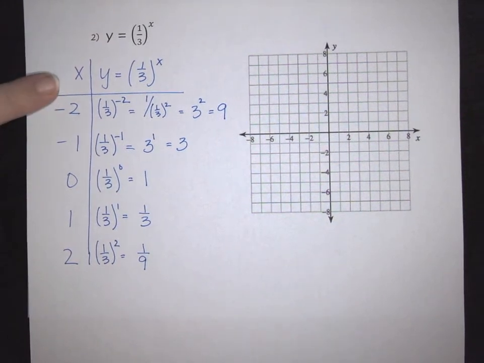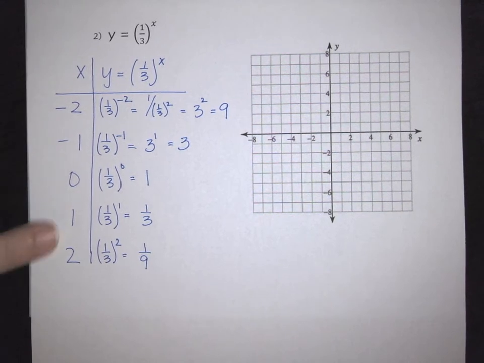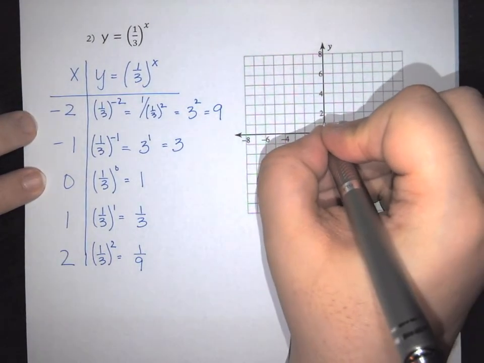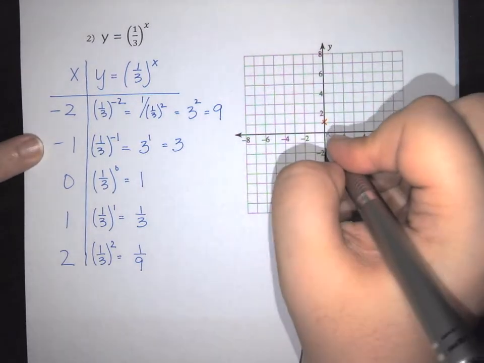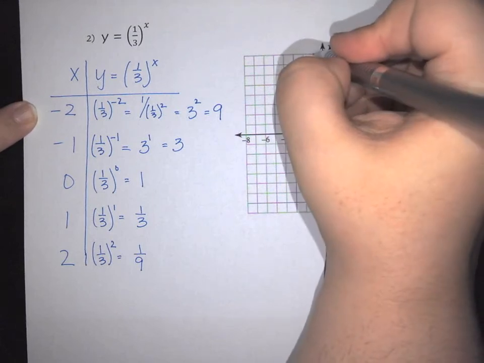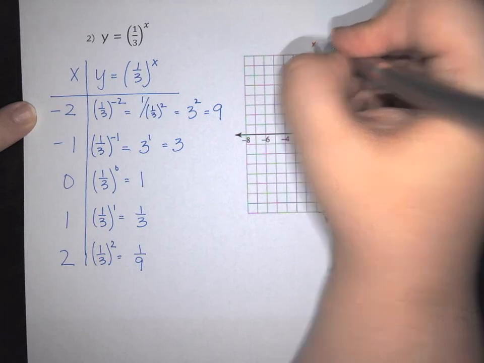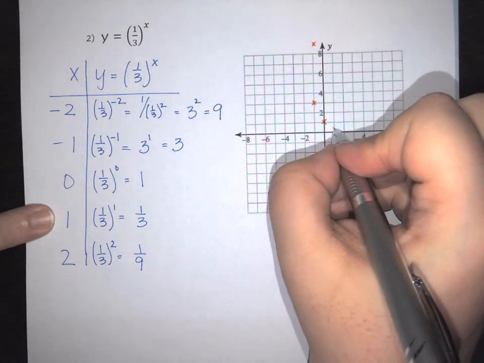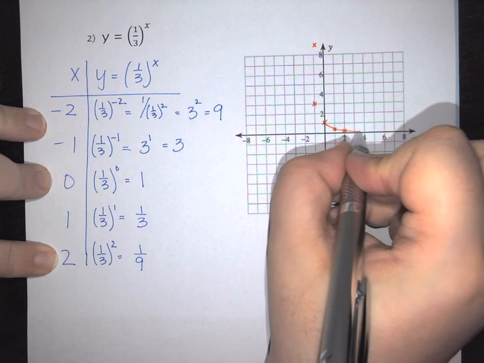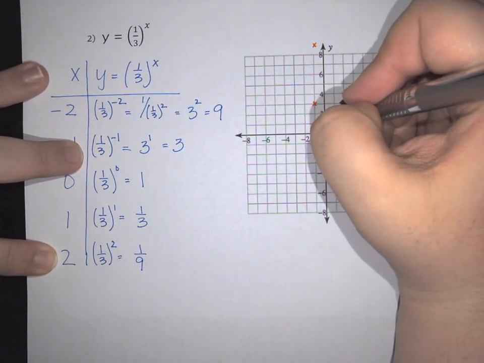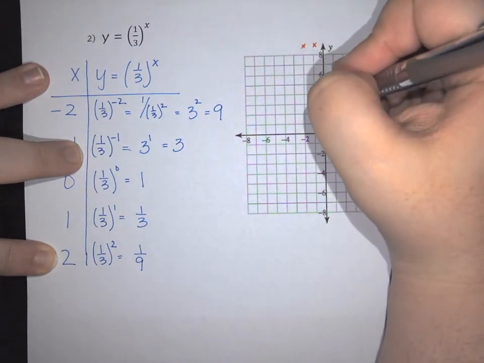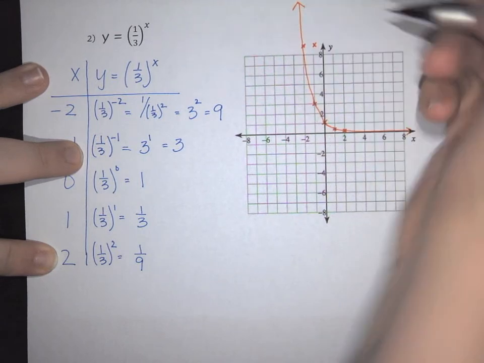This time you can see it's my negative numbers that give the whole numbers and my positive numbers are the fractions. So again, we start with x is 0, y is 1, so it's right here. At -1 we're up at 3, so 1, 2, 3. At -2 we're up at 9, so here's 8, so 9 right about here. At 1 we're at 1/3, so here, and then at 2 we're at 1/9. On this side we're going to come ever closer to that x-axis, but on this side we are going to get ever larger.